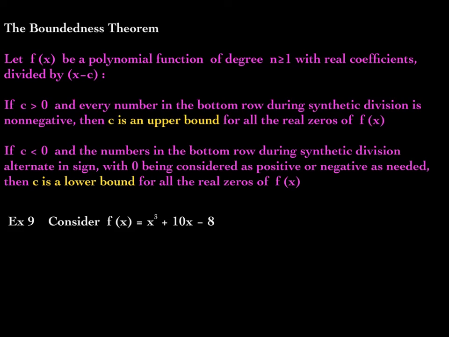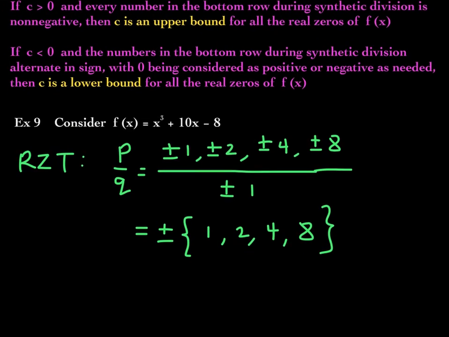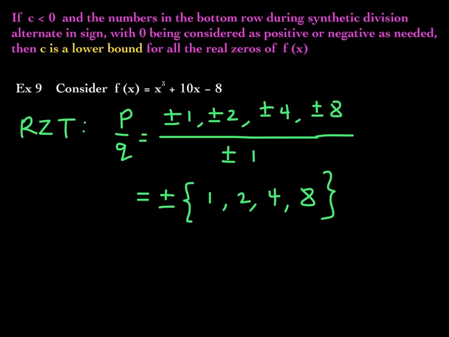Okay, in example 9, we have this function, a cubic polynomial function. Let us use the rational zeros theorem to get a list going of your possible rational zeros. Okay, RZT, the rational zeros theorem, gives us 1, 2, 3, 4 times 2. It gives us 8 possible rational zeros. Now let's start using synthetic division and checking if any of these are actual zeros for the function. Let's start with the number 1.